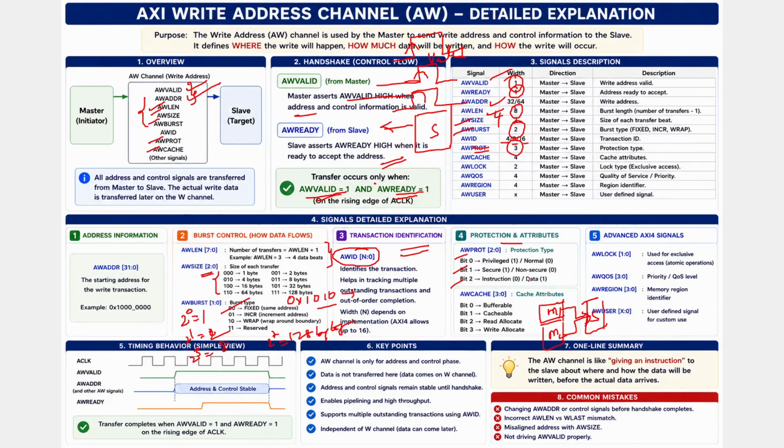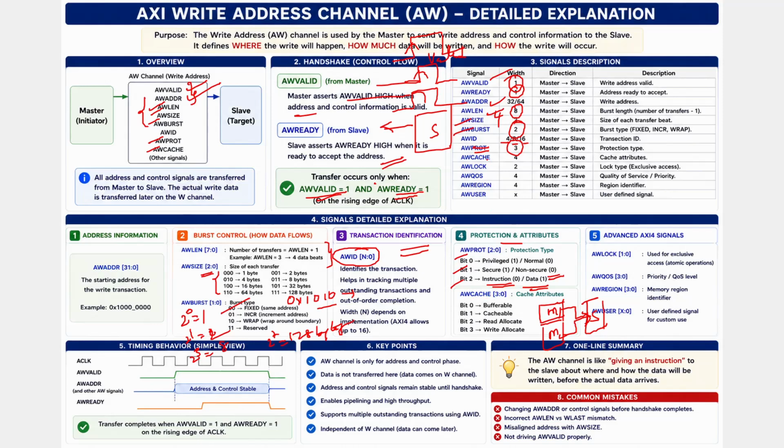And then bit 1 is 1 or 0. Whether you are doing secured access or non-secured access, this bit 1 tells you that. Secured access means normal access rather than locked access. That tells you the secured part. And then, based on whether you are transferring data or instructions, bit 2 tells you that. If it is 0, it is doing instruction based transactions.